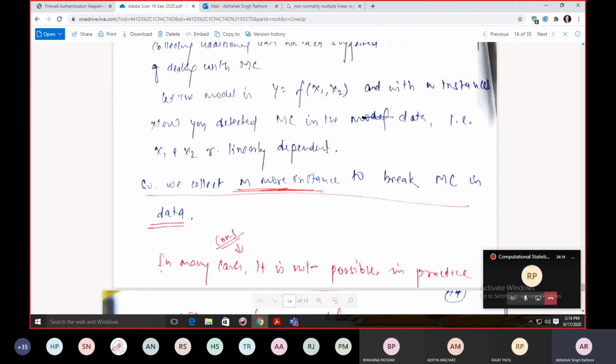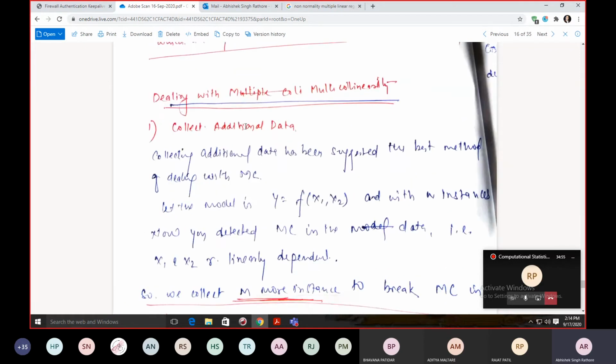The con associated with this is that in many cases it is usually not feasible, or not useful in practice, so we cannot go for this. If you have a smaller data set, then you can add some more data to avoid multicollinearity. But if you have lots of data, let's say 10,000 or 1 lakh rows, and you add 100 rows, it doesn't make any great change to your equation of line, so it doesn't make sense for large data. If you have small data, then you can go for this technique.